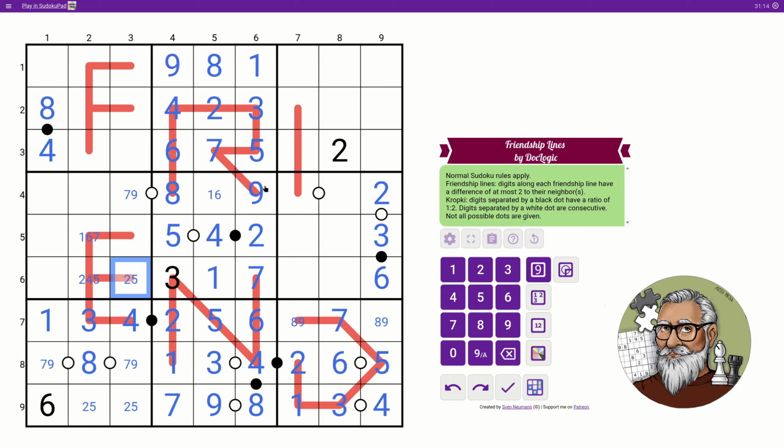Right. So 2 and 5 are too far from each other, so this one has to be a 4. And if this one is a 4, then this one has to be a 6. And if this one is a 6, this is 4, 5, 7, or 8. But 7 and 9 are already taken, so that's an 8.